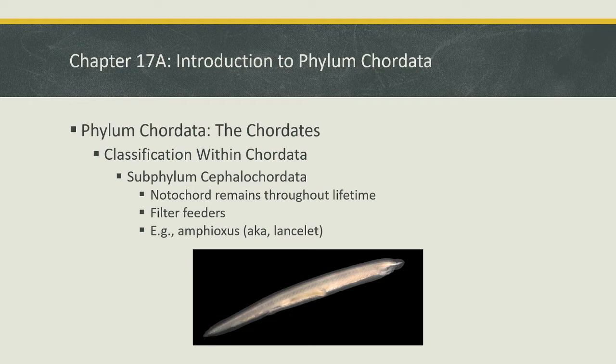You might remember cephalo relating to the head. So Cephalochordata. The main characteristic we have here is a notochord that remains throughout the lifetime, so it never develops into vertebrae. And these are filter feeders, and the main example that we have is the Amphioxus, which is also known as the lancelet.